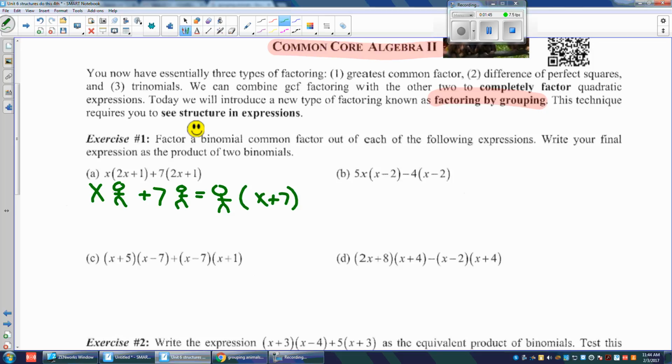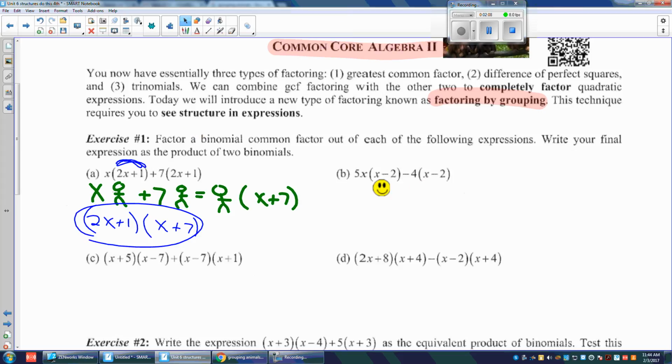Well, that's the same thing that we're going to do up here. Now we know that the monster is 2x plus 1. So I can factor out 2x plus 1, and I'm left with an x plus 7. It's as simple as that.